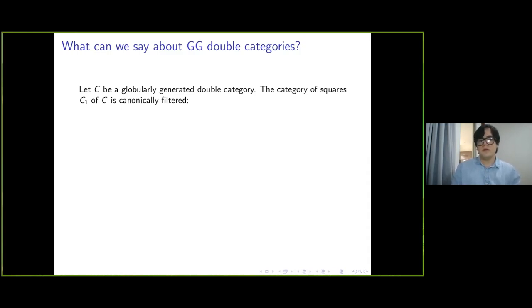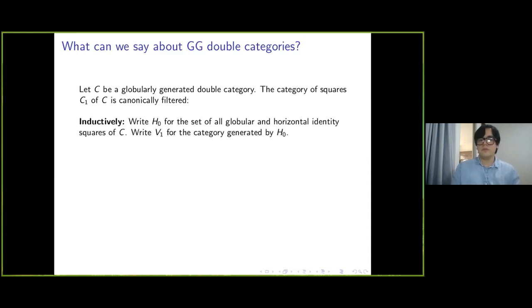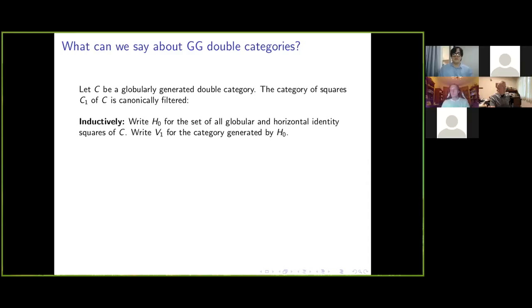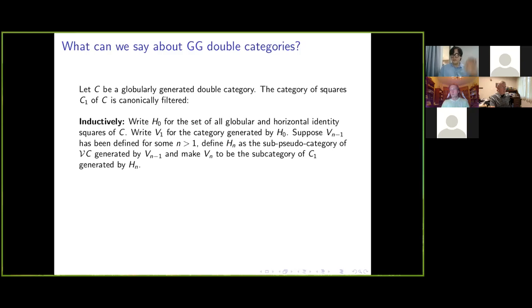Globularly generated double categories are canonically filtered. They come with a filtration. How do we define this filtration? We define it inductively. First, suppose C is a globularly generated double category. Write H0 for the set of all globular squares and horizontal identities, so the generators of the double category. Then write V1 for the category of vertical compositions of these things. This is the first term of the filtration.